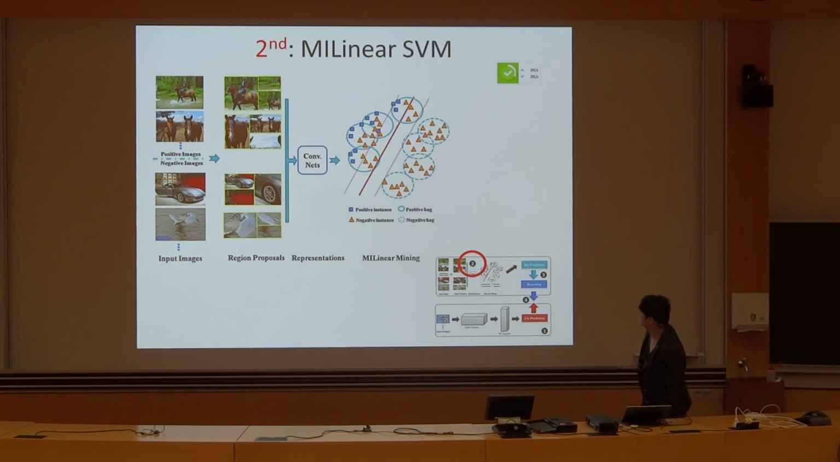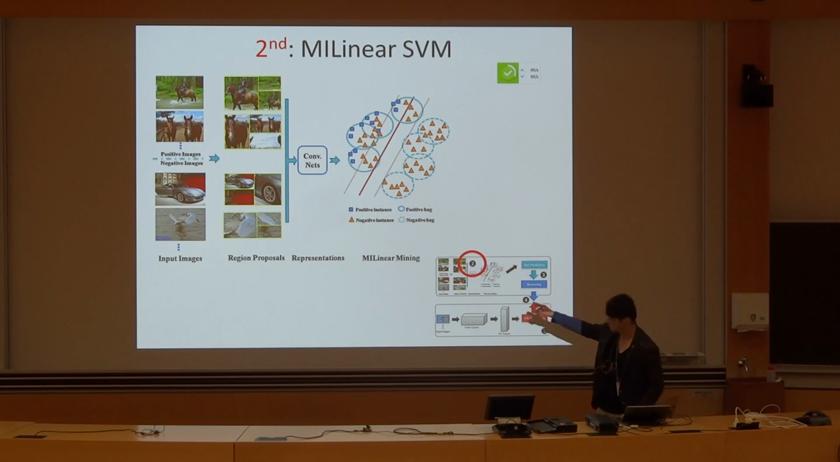The second step in our framework is the multiple instance linear SVM. This is a whole framework which actually contains several parts. The first is images and region proposals, then representation, and multiple instance mining. The first three steps are very similar to the R-CNN, but actually this method is weakly supervised learning. So let's look at these three steps.